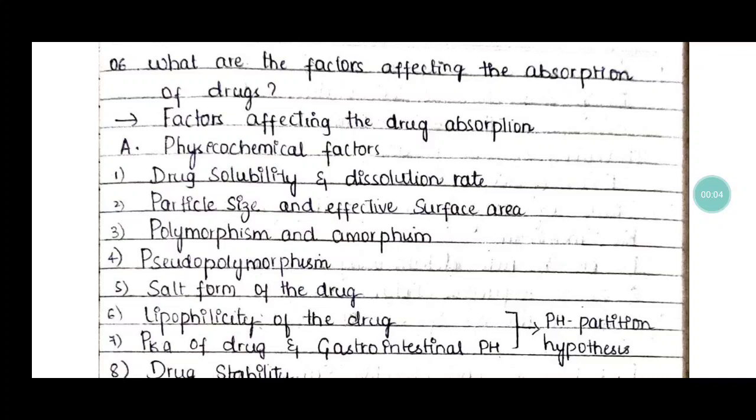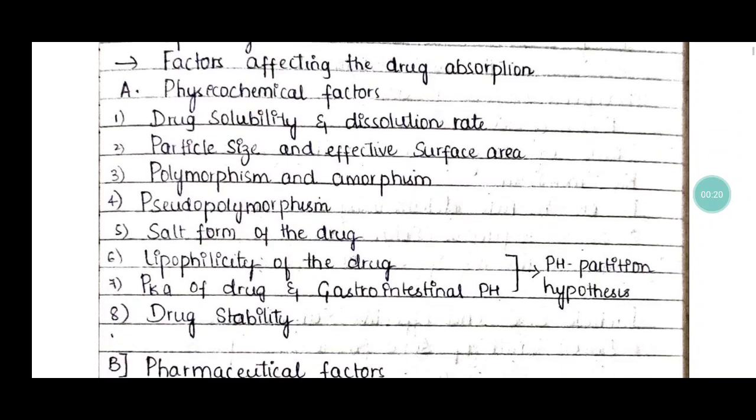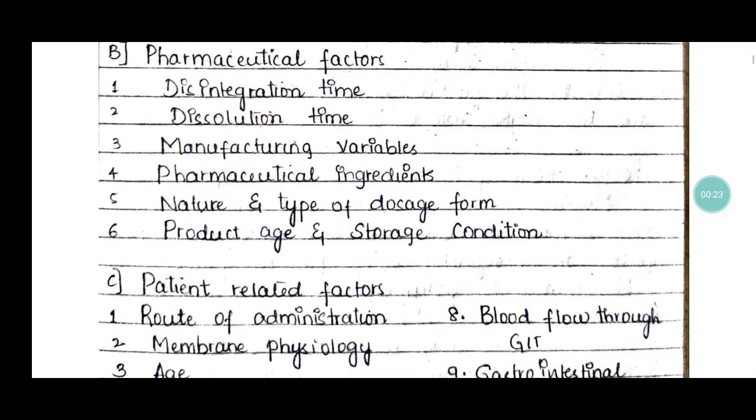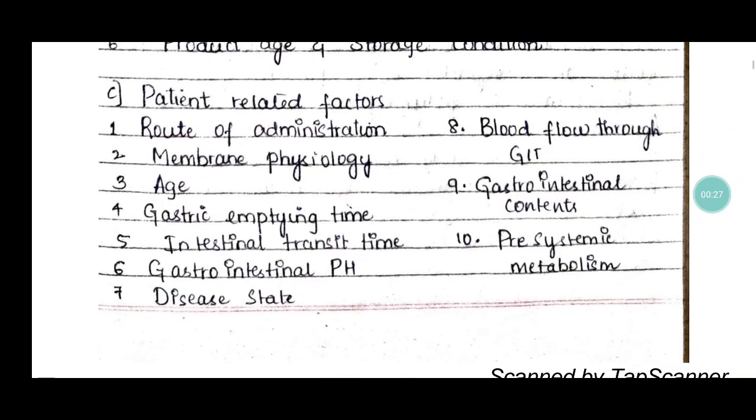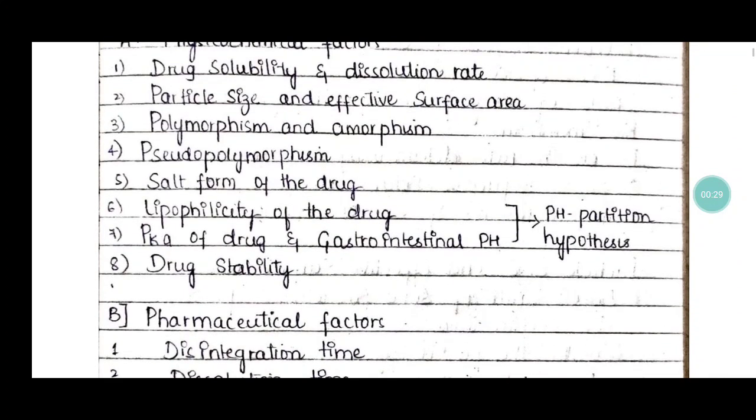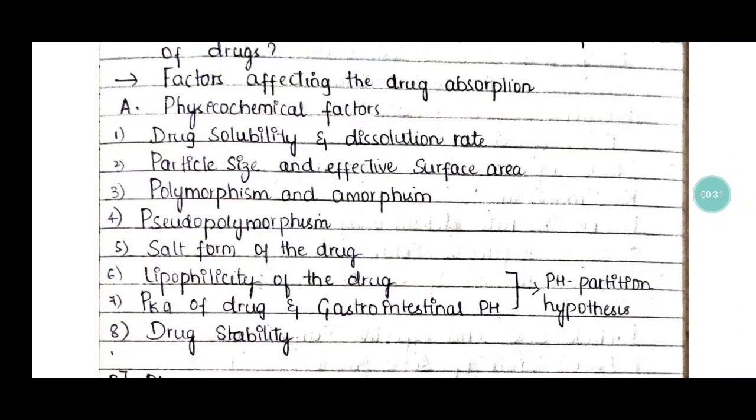Today I'm going to continue with the pharmacology 5 marks first unit question and answers, and the sixth question is: what are the factors affecting the absorption of drugs? So the factors affecting drug absorption are: number A, physicochemical factors; number B, pharmaceutical factors; and number C, patient related factors. So we'll see from the first one, that is physicochemical factors.